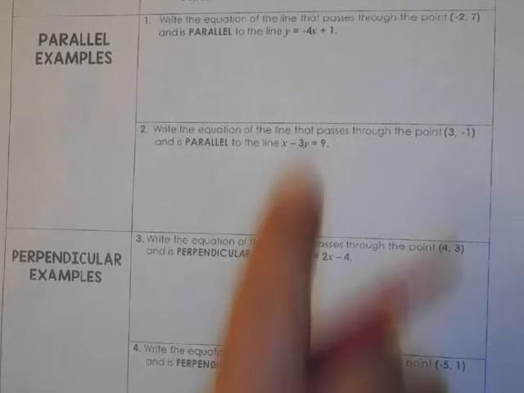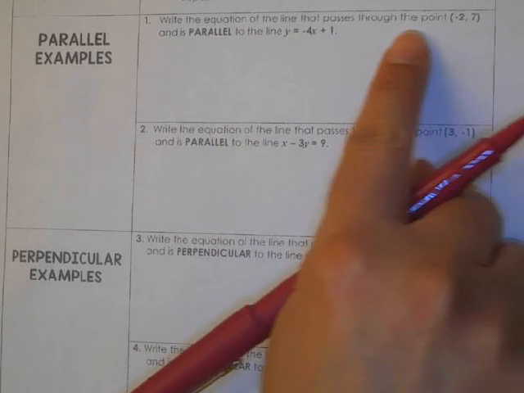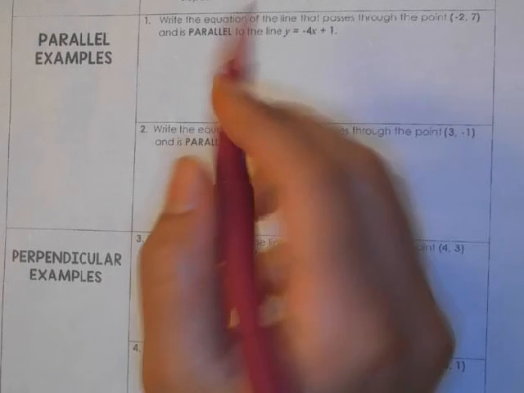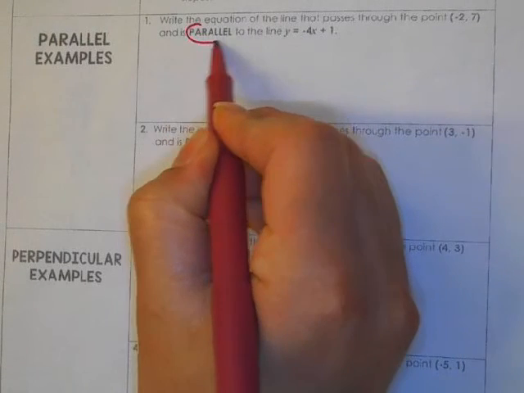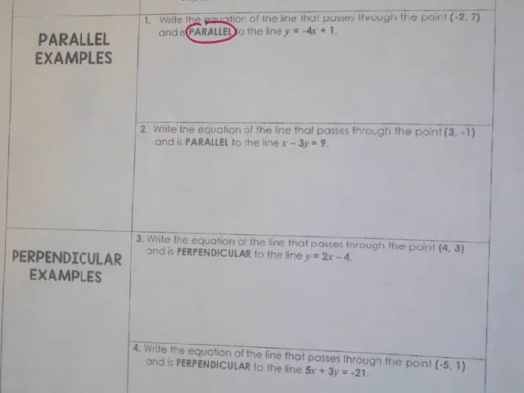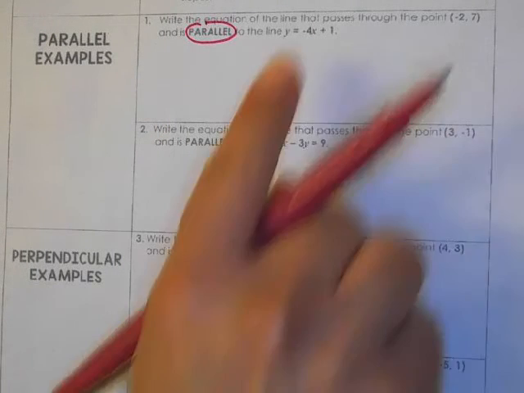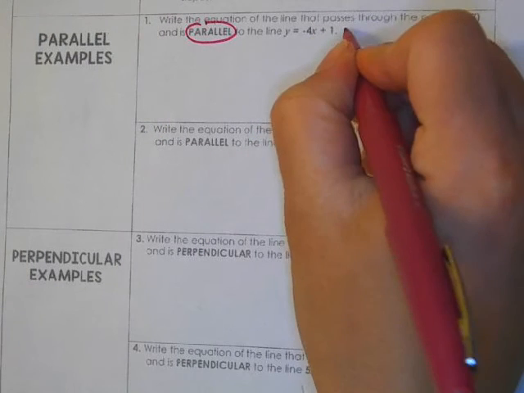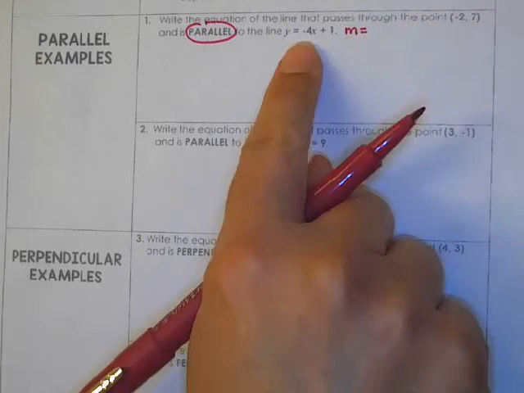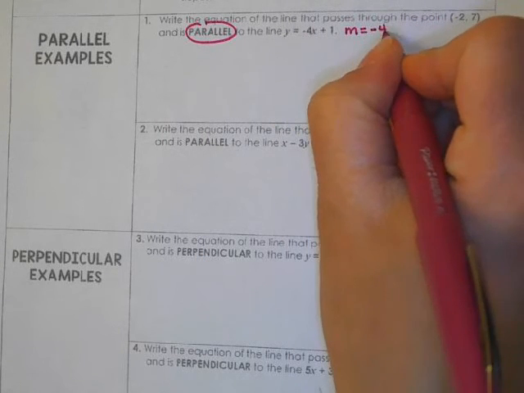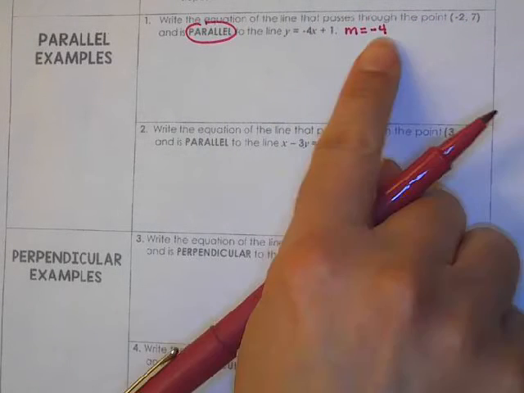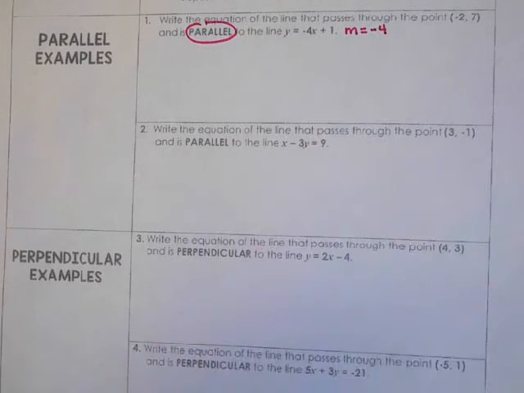assignment. So it says write an equation of a line that passes through the point -2, 7, and it's parallel, so here's the magic word, to this equation. So the first thing you got to do is identify the slope of this equation. It's easy to tell the slope because it's already in slope-intercept form. So the slope is -4. And because it says parallel, that is the slope that you are going to continue to use.